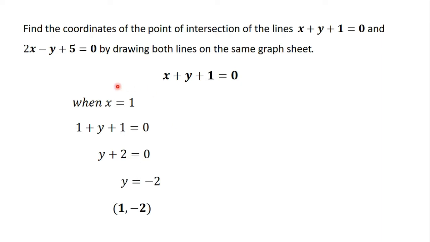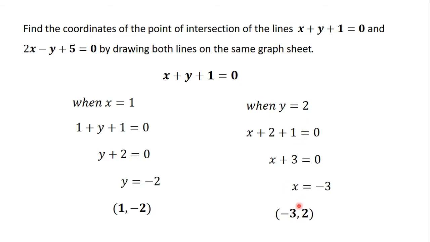We need at least 2 points. We have found one of the points, so we need another point. For the second point, I'm going to choose y is equal to 2. Now when y is equal to 2, what will be the x value? So for the x value, I'll substitute y is equal to 2 into this equation. The equation will become x plus 2 plus 1 is equal to 0, and this will give us x plus 3 is equal to 0. So x is equal to minus 3. That means that for the second point, when x is minus 3, y is 2. So the coordinates of the second point is minus 3, 2.